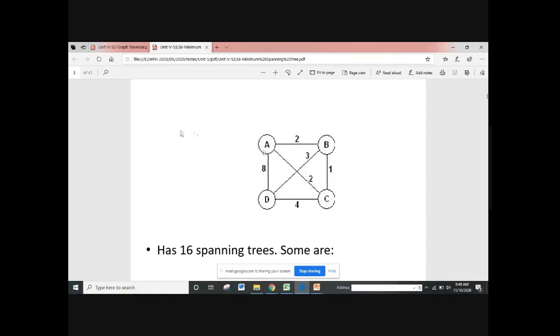Now see here, A, B, C. I can go from A to B, A to D, A to C. This is one spanning tree, right? Spanning tree means like this. Wait, I will tell you.